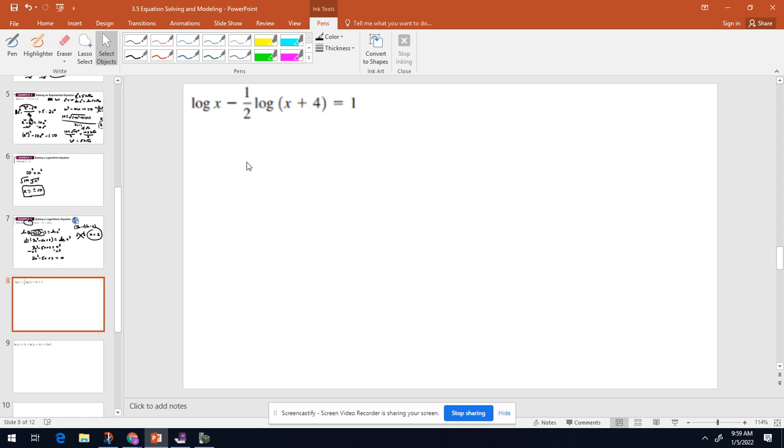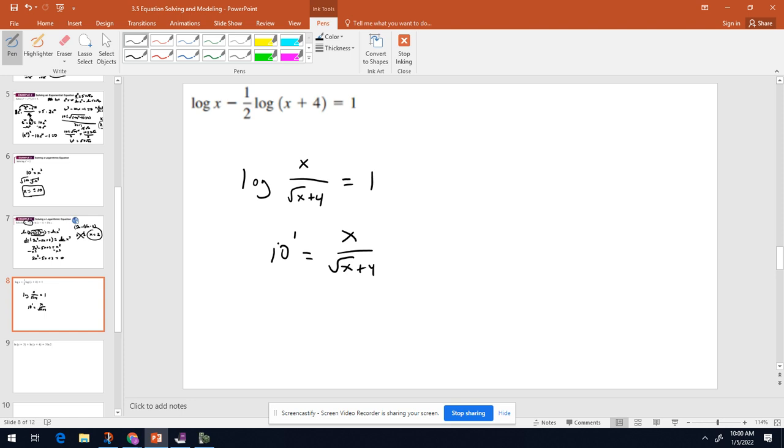This problem here, same thing. We're going to use our properties of exponents. What does subtraction mean? So this is log of x over the square root of x plus 4. Where did I get the square root from? What does the 1/2 power mean? Okay, equals 1. So then now I'm going to rewrite. What's the base? Log base, if you don't see it, it's a 10. 10 to the first power equals x over square root of x plus 4.